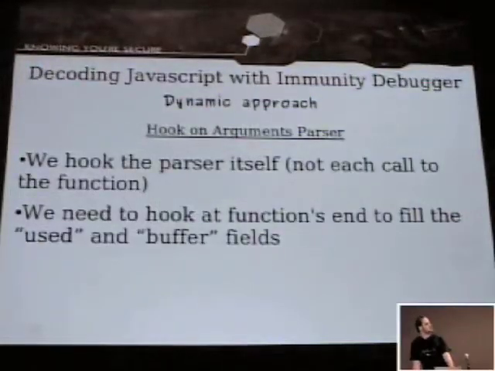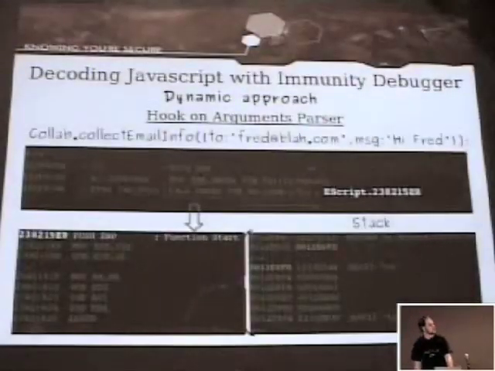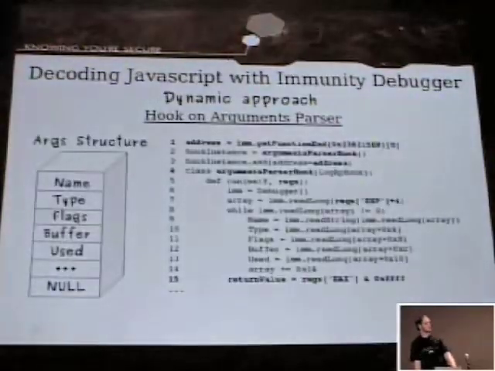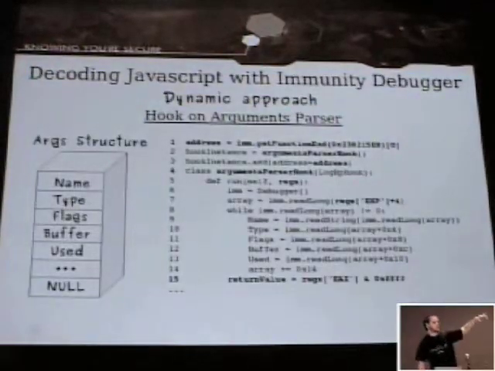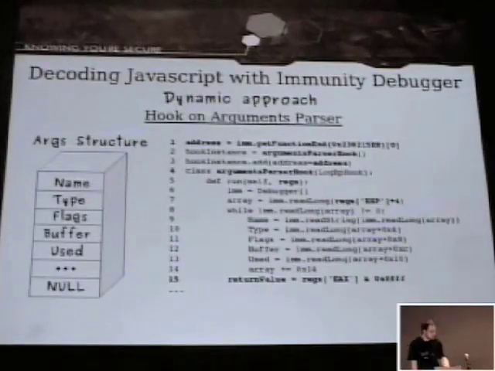We have this hook in the argument parser. We have to put our hooks in the parser itself at the end of the function, so we get this buffer and usage field actually filled with the information that's going to get into the real function. So this is how you see the argument parser call, and this is the script itself. You can decode the name of the argument, the type, and the most important part, you can get the buffer that is going to get executed by the function, and if some argument is used or not.